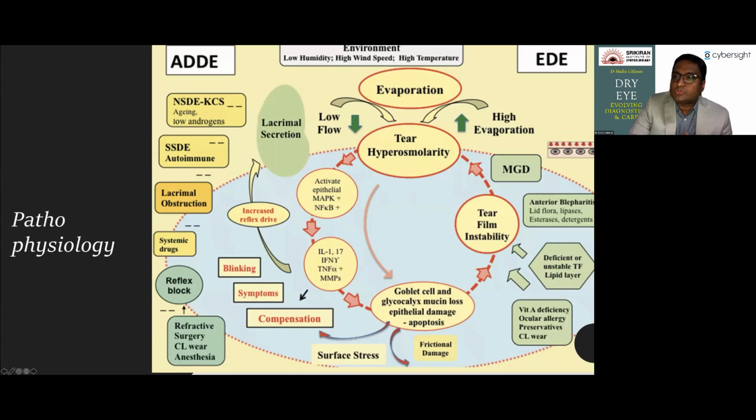Whereas towards your right, whatever you see in the outer circle is related to meibomian gland disease, where the cause could be anterior blepharitis, an unstable tear film or lipid layer, vitamin deficiency, ocular allergy, or preservatives that we use in drops. All these things come into the evaporative phase, and the left side is the low flow. You just cannot separate these two things and look at them separately. At the center, they intermingle with each other and cause a vicious cycle of one affecting the other. In that way, you cannot purely differentiate between these two conditions, but it is a combination of both.